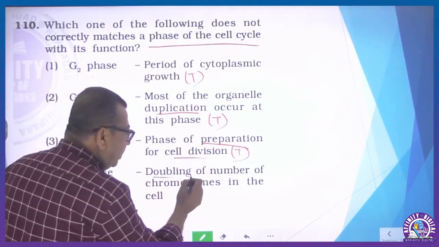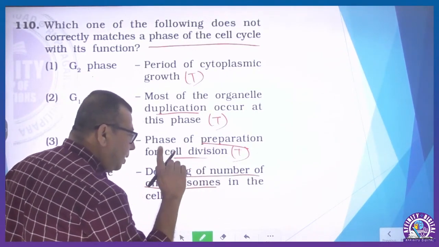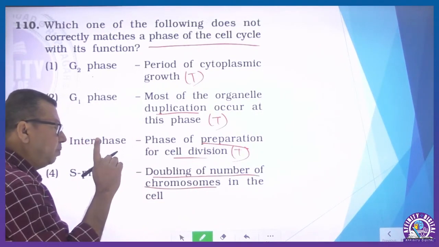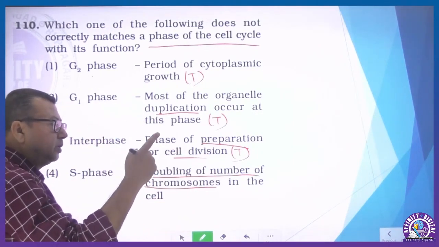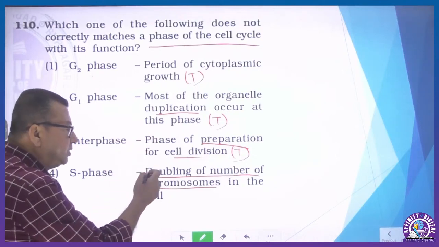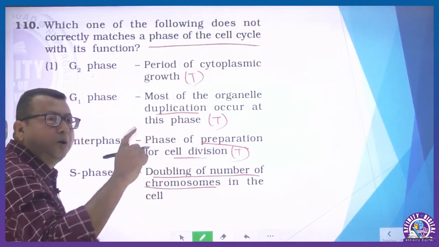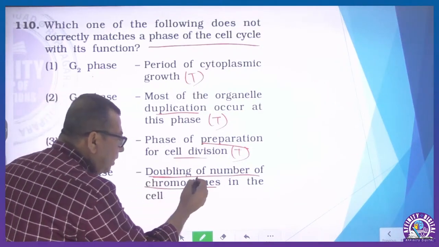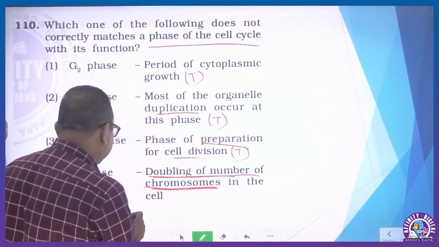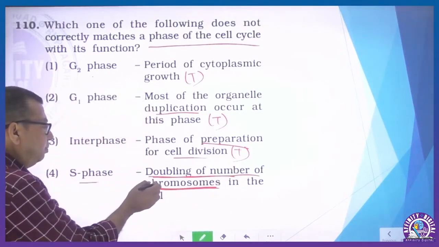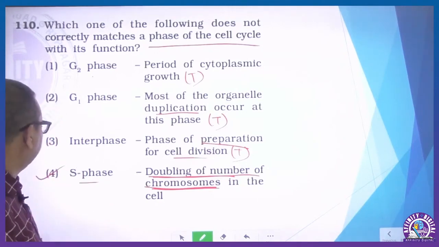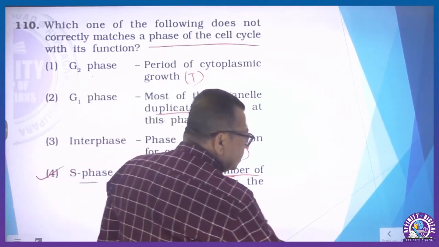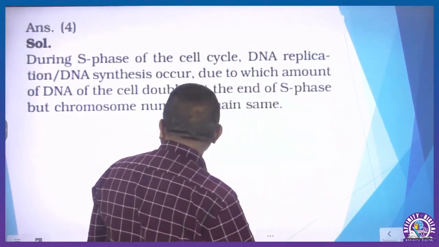लेकिन क्या दिया? Doubling of number of chromosome. Chromosome number remains same. There is no doubling of chromosome. Now amount of DNA doubles, but there is no doubling of chromosome number. यहाँ पे doubling of number of chromosome दिया. इसलिए this phase is wrongly matched with this item. So wrongly matched will be option number 4. So answer for this particular question is option number 4.